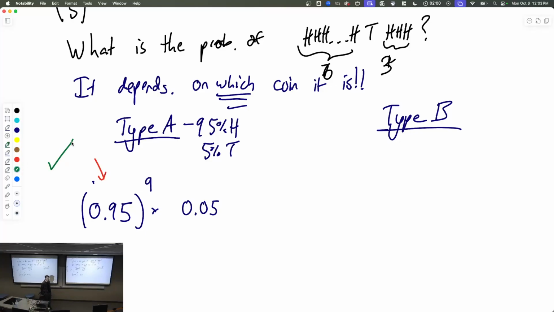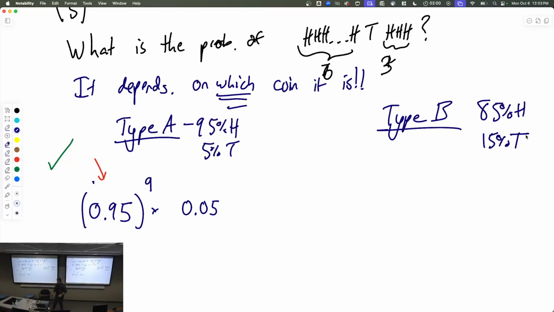Okay. What about the type B coin? Now that you've seen this one, maybe the type B coin is not so surprising. The type B coin is 90% heads and 10% tails. Is that right? 85. It's 85. Okay, very good. I was like, wait a second. Okay. Thank you for the help. Okay, 85% heads and 15% tails. And if you knew it was a type B coin, then again, you would multiply all the heads together, and then you multiply that tails.